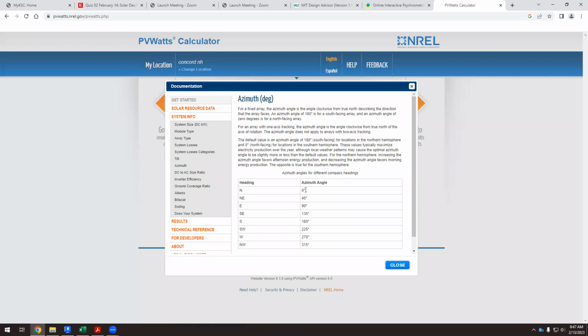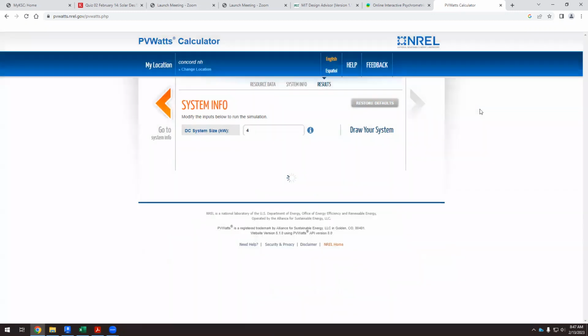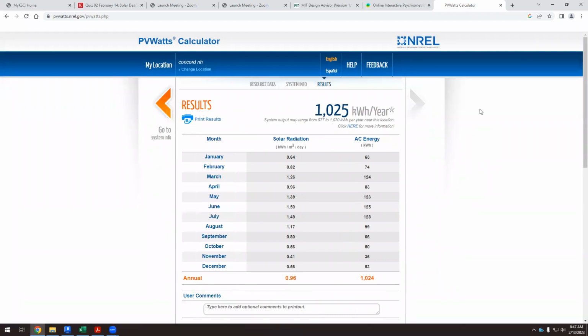So if we are now with the north, let's type 0. Okay, so we are changing the tilt. It's 90 because it's a wall. And we are changing the azimuth. This is the orientation. It's 0 because it's north. And then we can go. Okay, so here we have these values. We have the solar radiation and the AC energy. The AC energy is the energy that we would produce if there was a PV panel with that orientation, but we're not calculating that. We want the solar radiation.